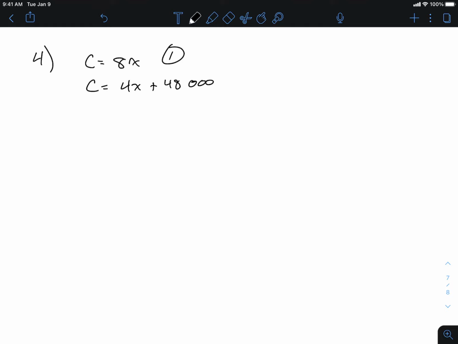What I want you to figure out with this particular question is that one represents the money made from selling the discs, or sales, and this one here represents the costs of producing the discs. For whatever reason, some kids struggle with this.